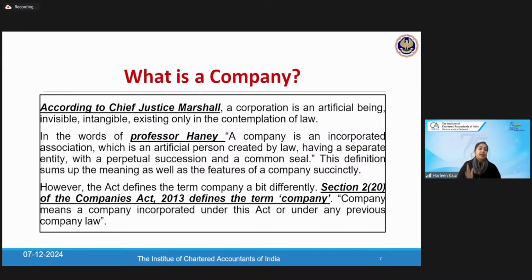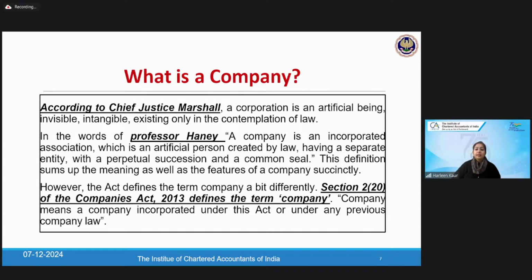So Professor Hane has given a very clarified definition that the company is an incorporated association and it is an artificial person. I told you that when a company is incorporated, an individual comes into existence, but that is an artificial individual, not a real individual. So it is an artificial person which is created just by law, and it has a common seal. Common seal means that is how we put the signatures of the company, through a common seal, and having a separate legal entity. So all these are the features of the companies. Each and every word will be explained to you in detail once we start with the characteristics of the company.